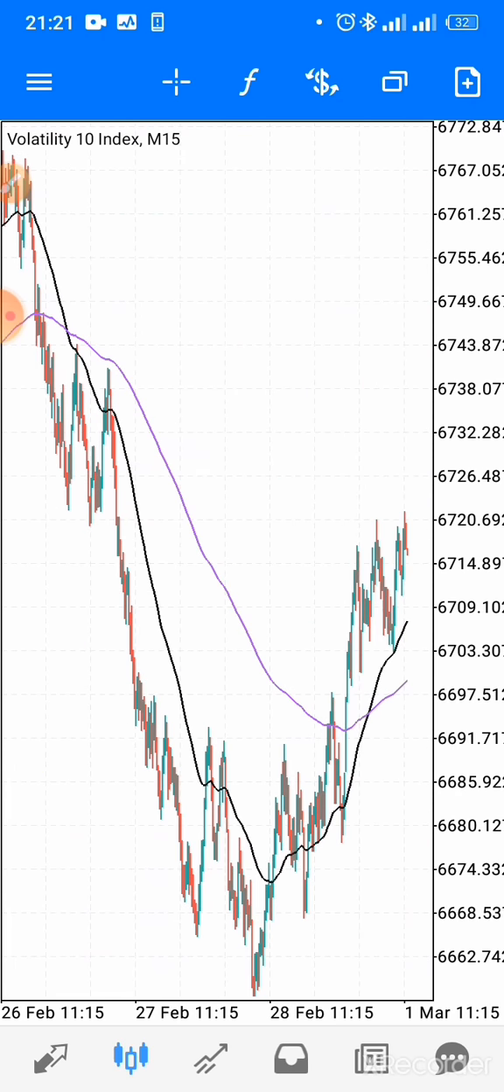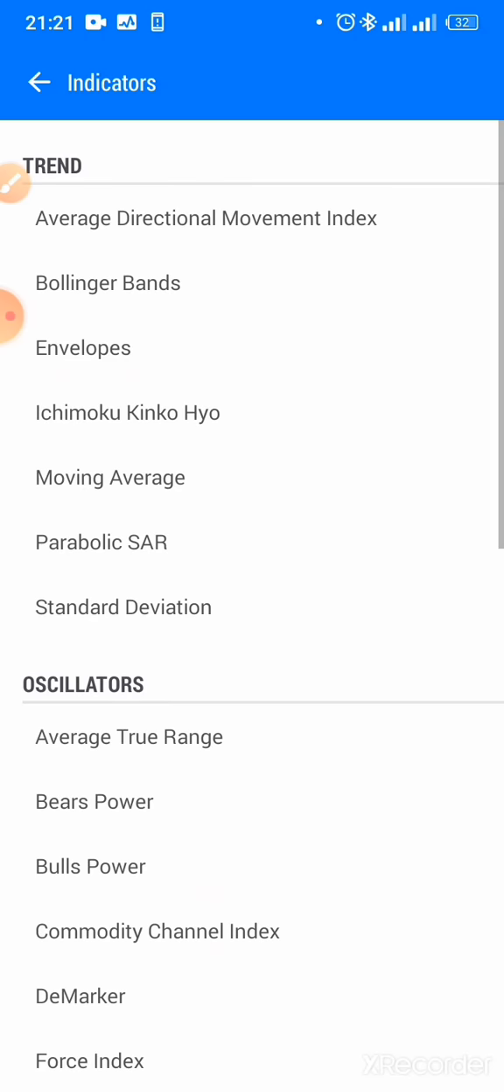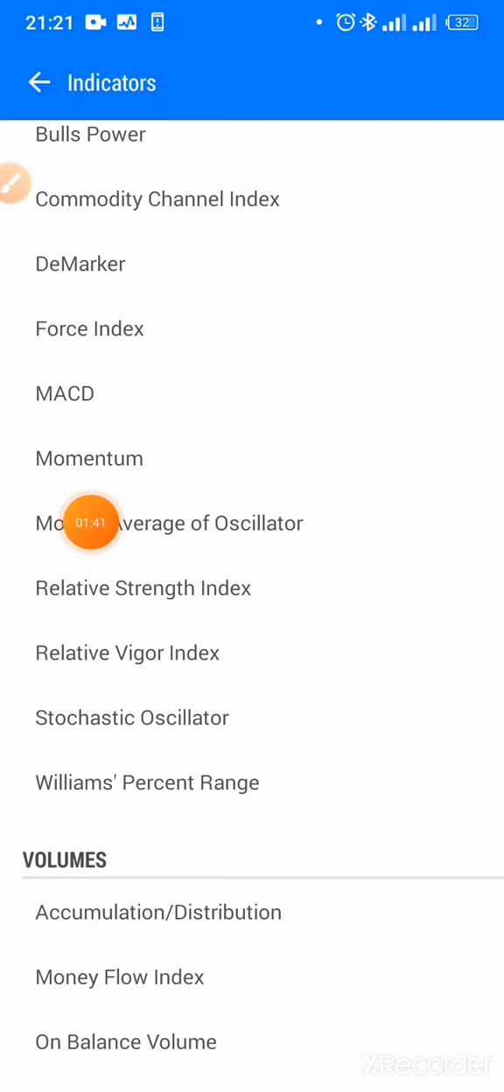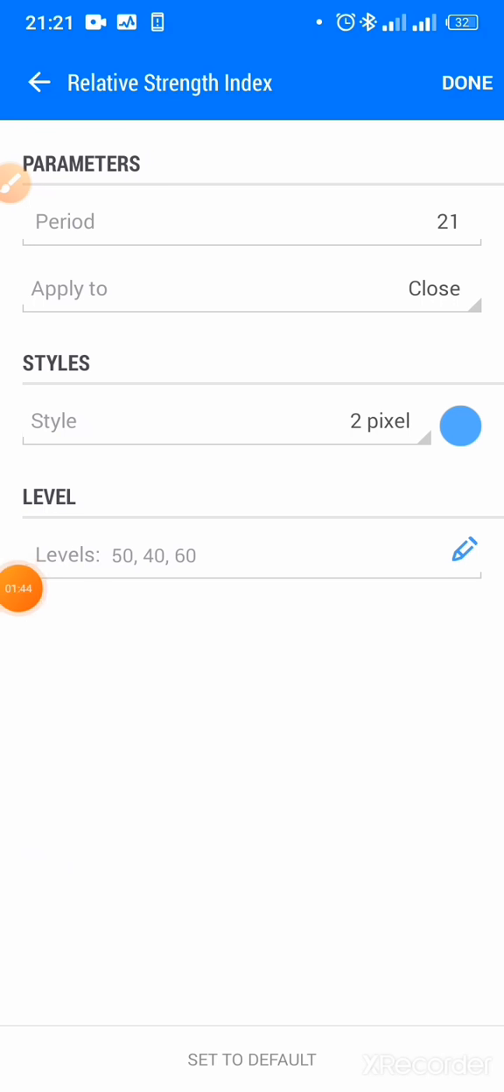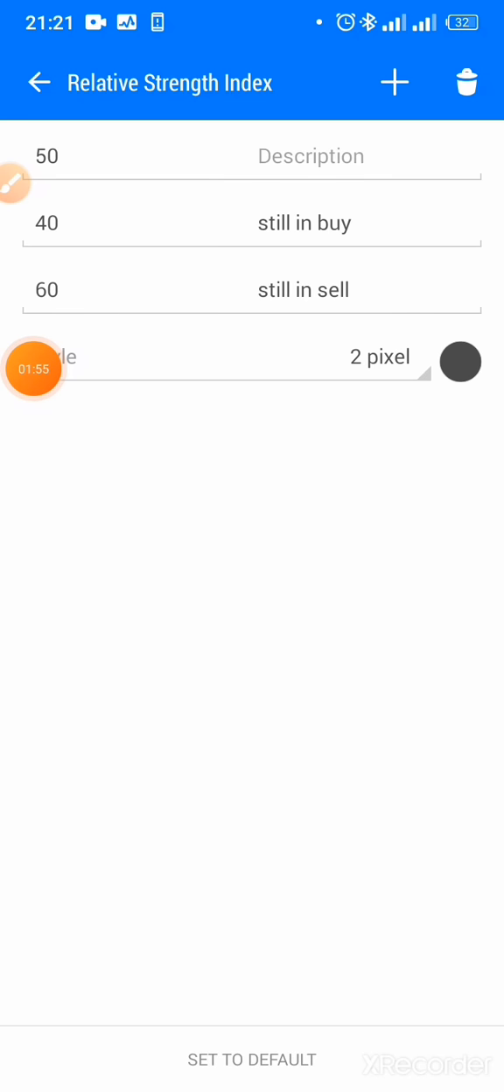Let's add the RSI, relative strength index, right here. Its period is 21, apply to close, color I chose blue. Then click levels, and add the levels 50, 40 and 60. For the description, level 40 is still in buy, which means if it gets respected, our trend will still be in a buy. And level 60, if it gets respected, our trend will still be in a sell.